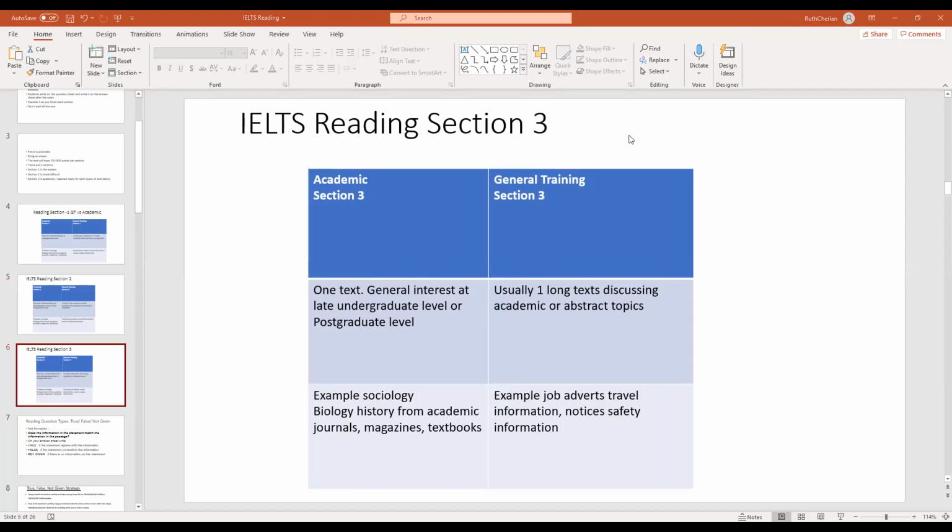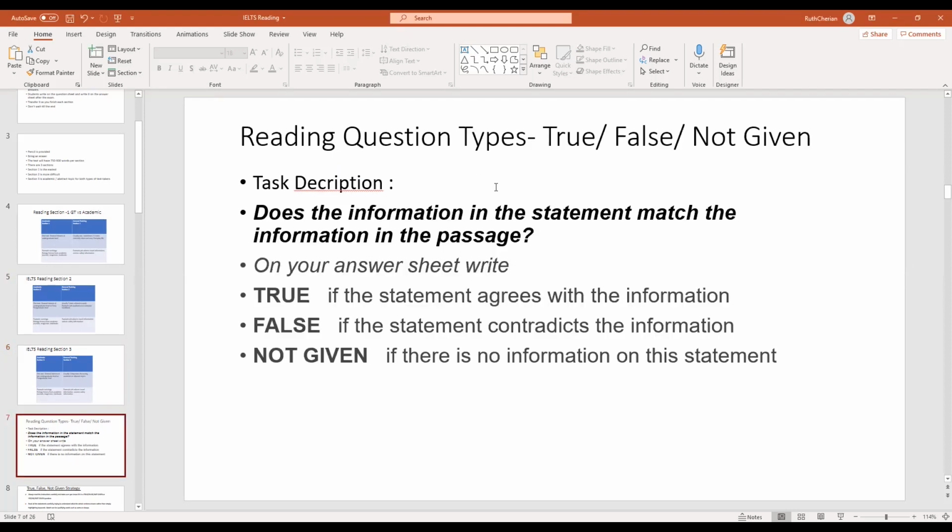Yes, please. Okay. So in our reading questions, we'll be having about 14 types of questions in your reading. And not all the 14 will appear in your test. So the most common ones are discussed today. So we'll discuss them one after the other. This is one of the most common question types, which is called true, false, not given. So this is the task description. This is what you're supposed to do.